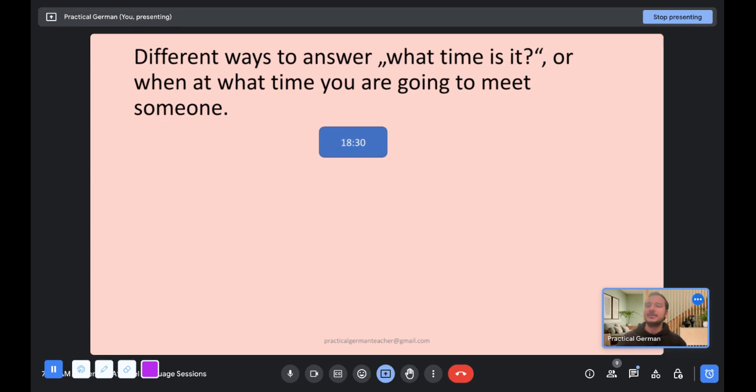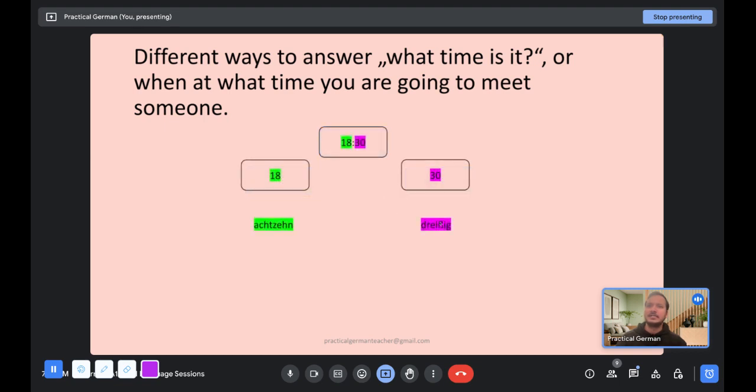So let's talk about this. Let's start with the formal way, of course. If this is the time, you divide the hour part and the minute part. Can you tell me how do I read this number? Just the number. Achtzehn. And this? It's 20. No, 20 will be zwanzig. 30 is dreißig, or 30 is dreißig, depending on where you live in Germany. Yeah, so achtzehn, dreißig. Okay, focus, when this is written, A is small and the other letter is small.